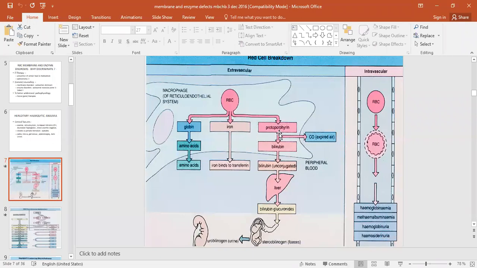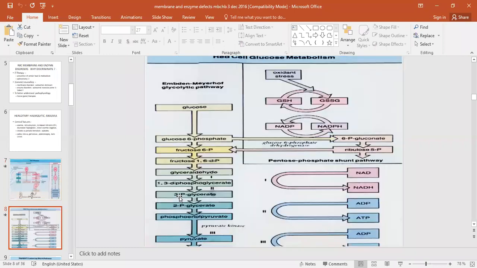Or you basically have bilirubin generation that goes to the liver for conjugation or for poor conjugation, and subsequent release through the biliary system down to the intestines, and subsequently reabsorbed back for release through urine. So these are the two major mechanisms through which red cell destruction could easily occur.